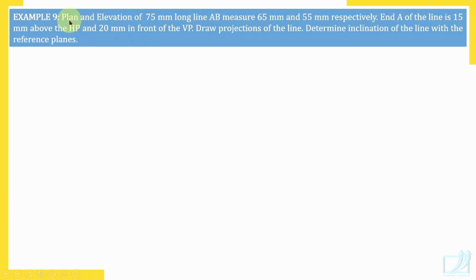Read this problem. Plan and elevation of 75 mm long line AB measure 65 mm and 55 mm respectively. So in this first statement, we have this information. Line AB is 75 mm long and its plan measures 65 mm and elevation measures 55 mm. So TL, PL and EL are given. As I told you, if line is inclined to both the reference planes, there will be 5 measurements given. These are the 3 measurements and of course the other 2 measurements are position of the reference point.